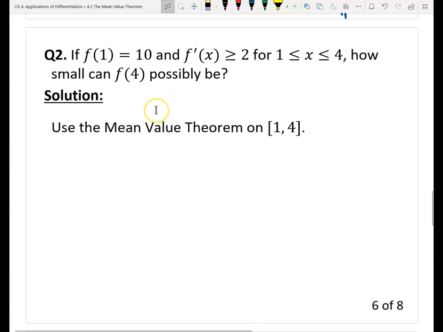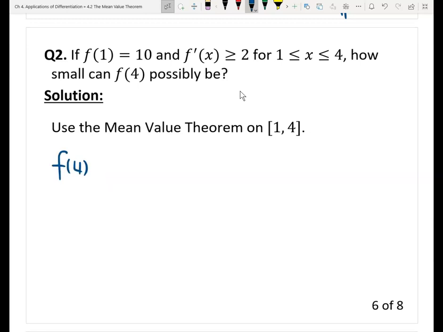Okay, so we're going to use the mean value theorem on the interval 1 to 4, because the condition they give us is from 1 to 4, and the condition should be satisfied. Why? Because the derivative exists, therefore it is continuous and differentiable, right? Of course, they ask us for f(4). We're going to directly write this f(4) first and find f(4).